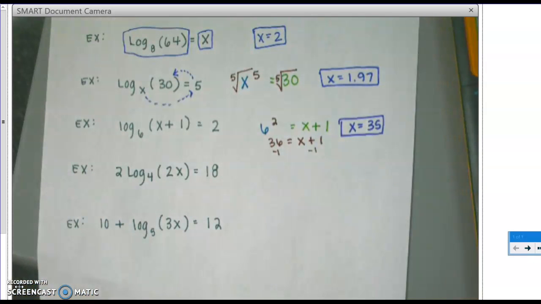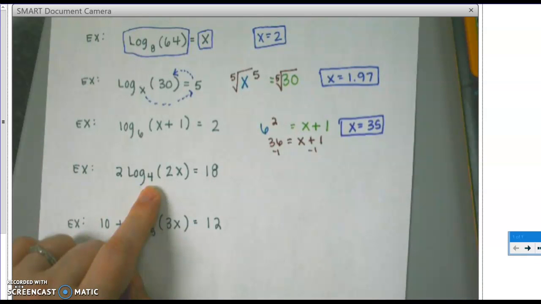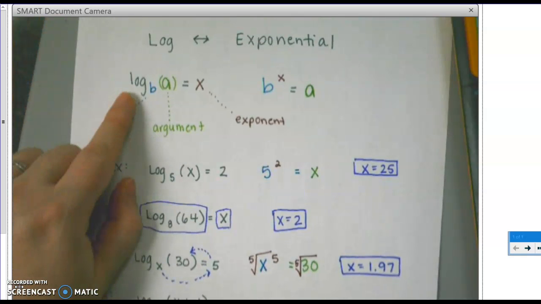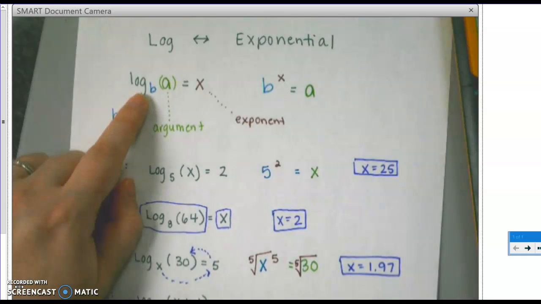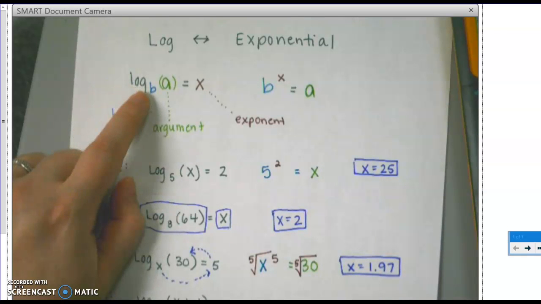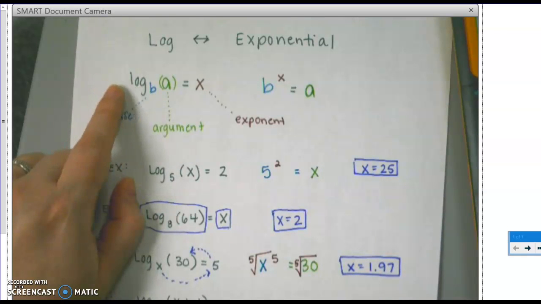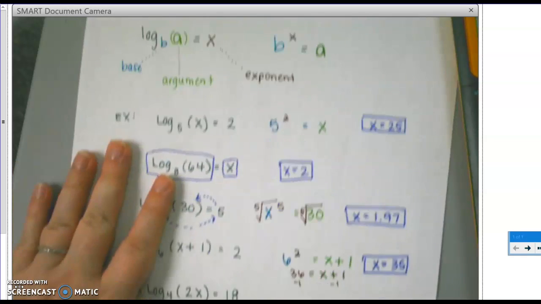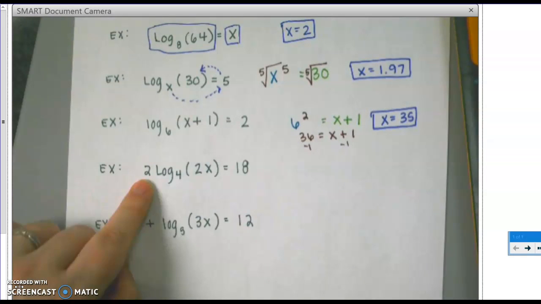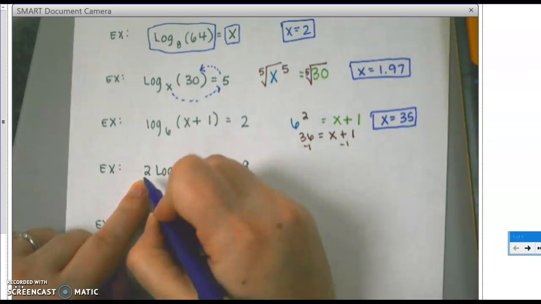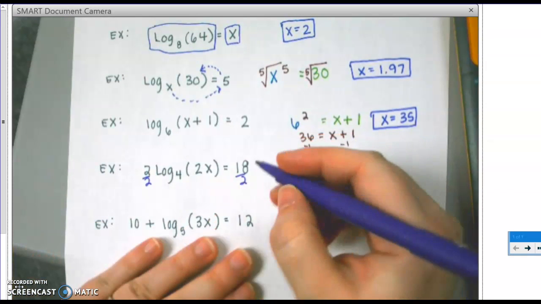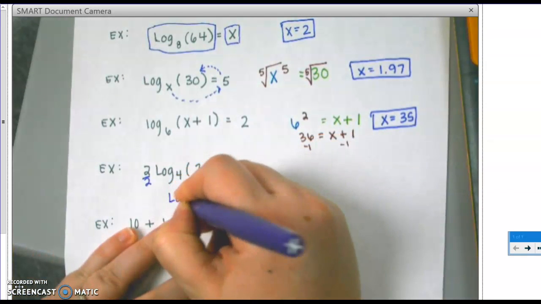All right, next example. I can't convert this just yet. A log has to be looking exactly like this. There should be nothing in front of the log. There should be no addition or subtraction that's outside of the argument. So if you have anything extra going on, you have to get rid of that first. So in this case, that's this 2. I'm going to want to divide both sides by 2 before I convert it.